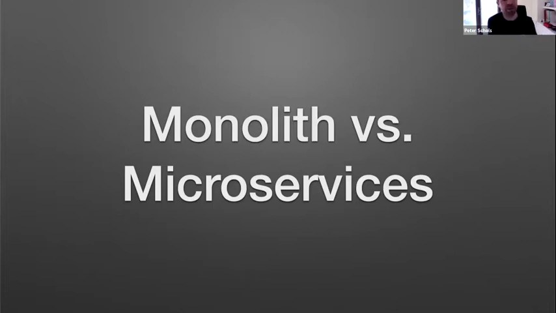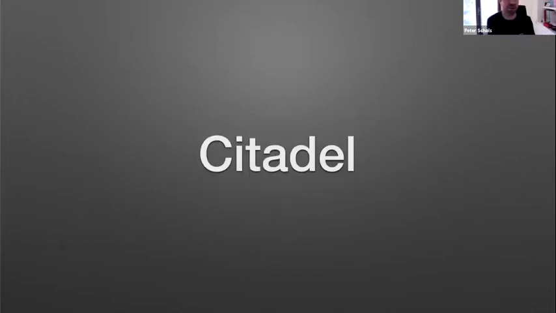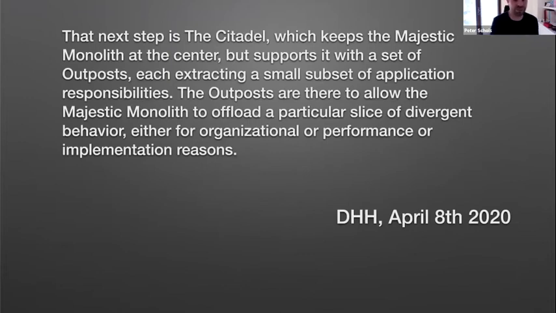Now, actually, we didn't really build a monolith. We built kind of a Citadel approach. For those of you that don't know the Citadel pattern or architecture, it was explained by DHH last year in April, in which he says that the Citadel keeps the majestic monolith at the center, but supports it with a set of outposts, each extracting a small subset of the application responsibilities. The outposts are there to allow the majestic monolith to offload a particular slice of divergent behavior, either for organizational or performance or implementation reasons.